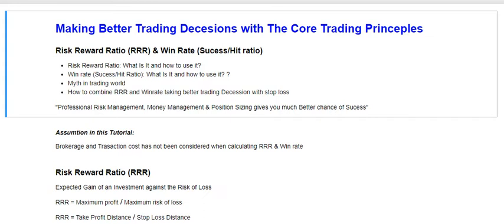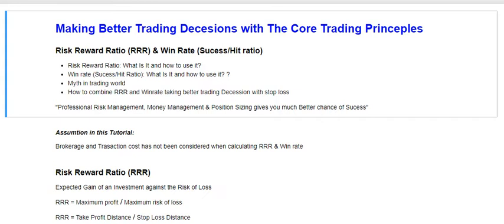So I'm going to talk about what is risk reward ratio and how to use it. And then I'm going to talk about what is win rate or success or hit ratio and how to use it. And then I'm going to talk about some myths in the trading world. And then I'm going to talk about how to combine both RRR and win rate and take better trading decisions with stop loss. Trust me, professional risk management, money management and position sizing gives you a much better chance of success.